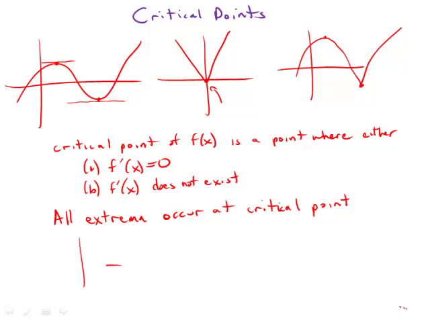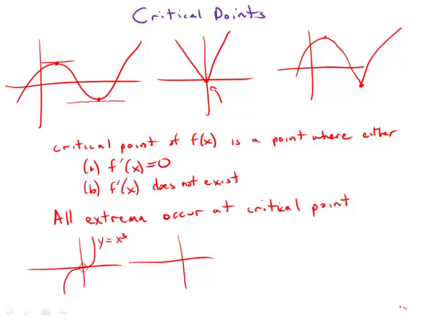So, for example, y equals x cubed, that's a function that has a horizontal slope at the origin, but of course that is not a max or a min. The function is increasing, then it gets horizontal, then it goes on increasing again. So that's a critical point where there is no extrema.